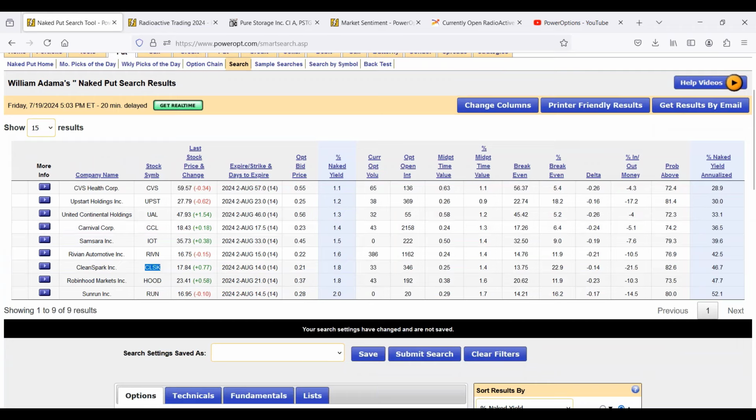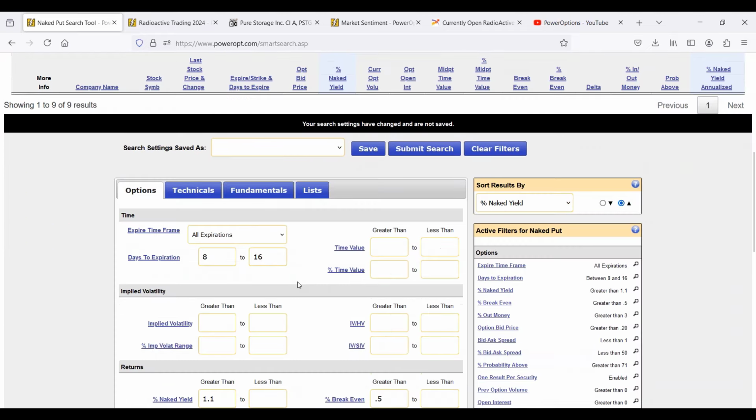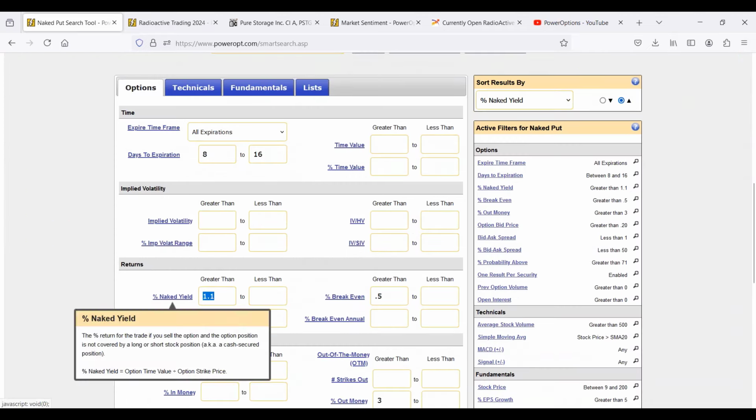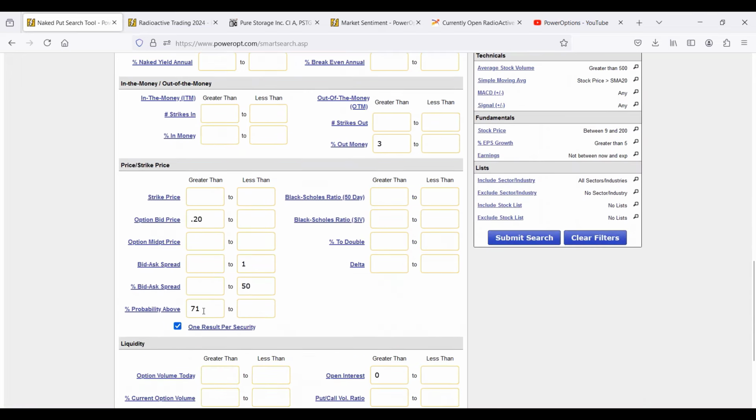CCL, CleanSpark, Robinhood, and Sunrun. Where did all the other companies go? Well, either they're just below that 71% probability range I entered, Vassili, or not on the yield. I want to see a few more. Just make subtle adjustments back. 0.9. Let's put this back. Let's go 68. Okay.